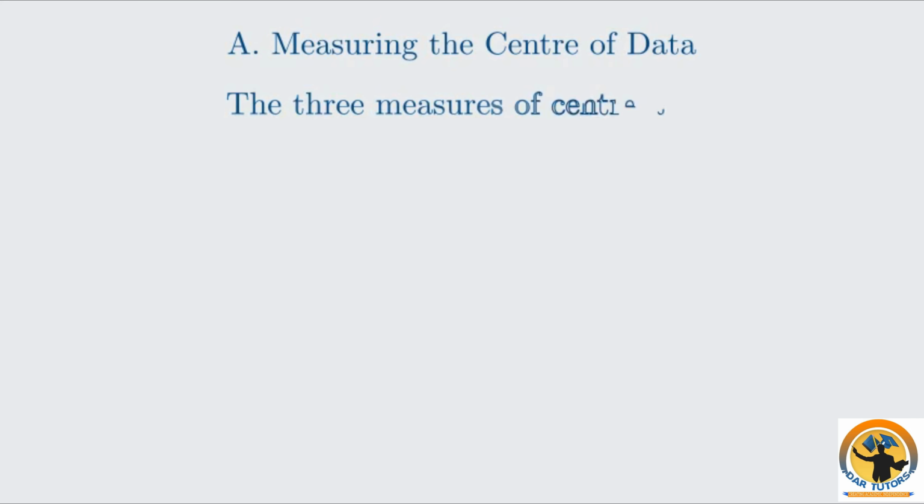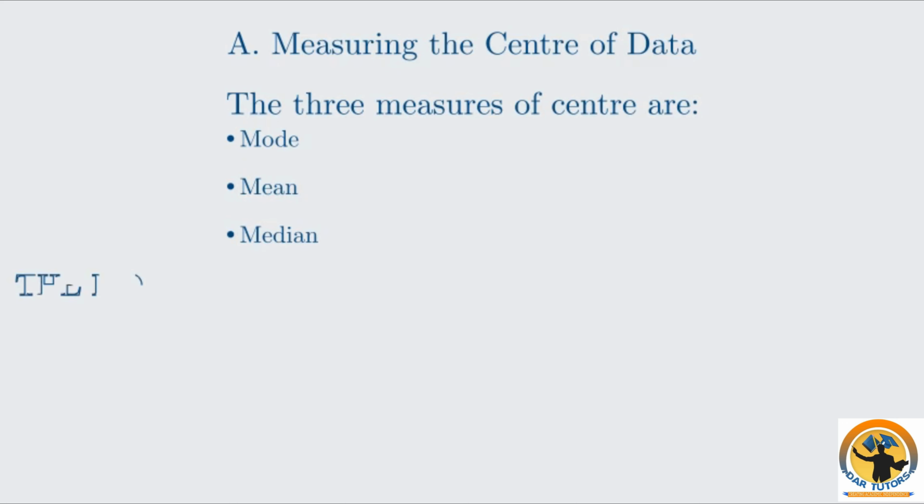Let's begin by measuring the center of a dataset. This allows us to locate its middle value. There are three primary statistics we use to do this. These are the mode, the mean, and the median. Each one gives us a different perspective on the data's center. Let's start with the mode.